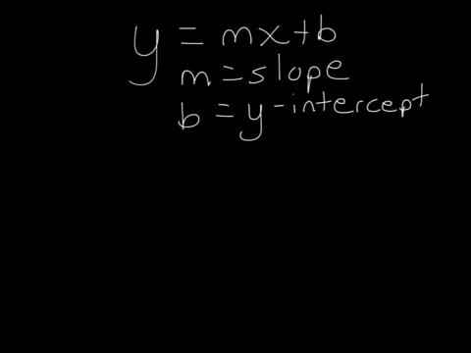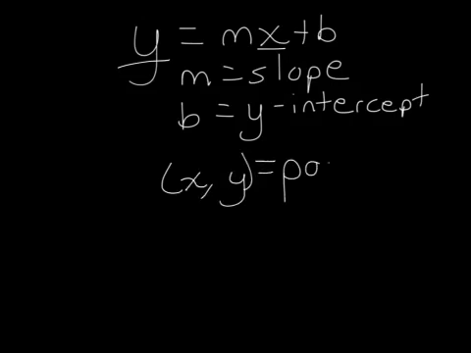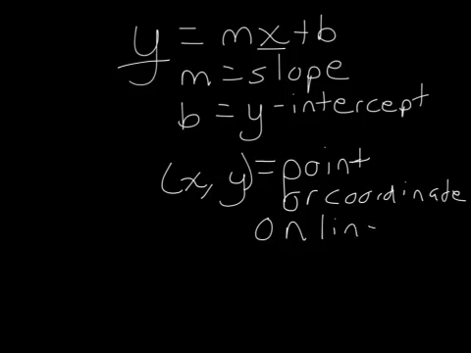So we have two variables left, and these are y and x. The y and x are variables in our equation, and they represent our ordered pairs that exist on our line. They exist on our line in the form of x comma y, a point or coordinate on a line.